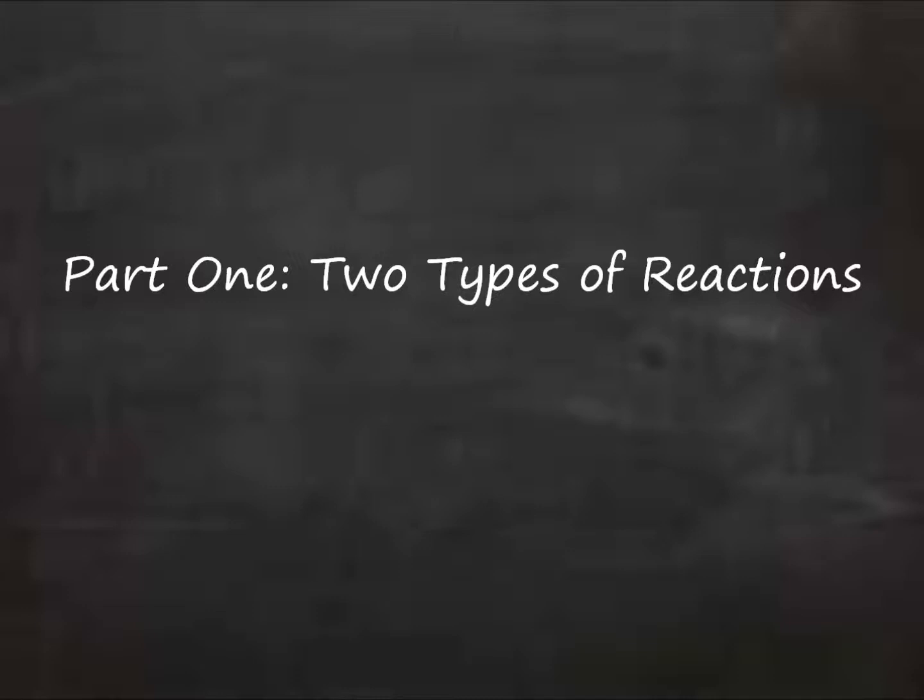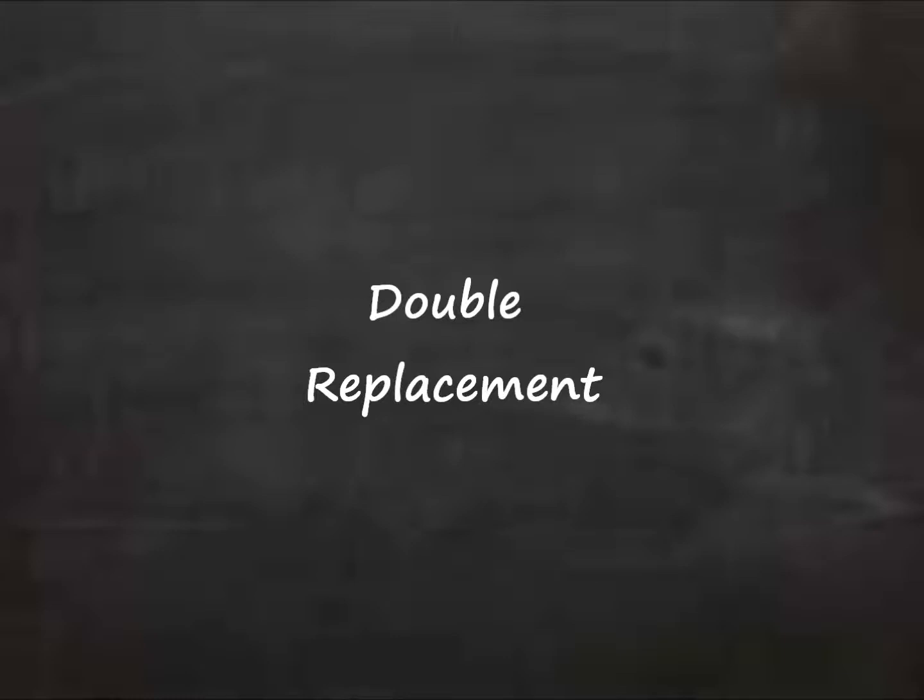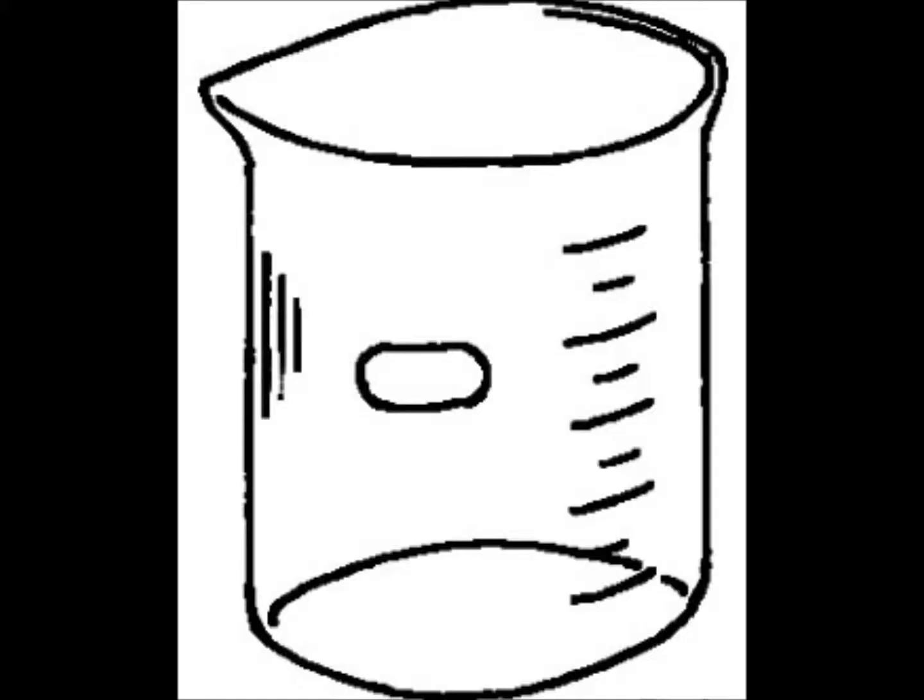And the first of those is a double replacement reaction. In a double replacement reaction, we're going to put two chemical species into a beaker, and hopefully they will react. So it's called a reaction. Our first example: we're going to put some potassium iodide into this beaker. Because potassium iodide is soluble, it will dissociate into K+ ions and I- ions, which are positive potassium ions and negative iodide ions.